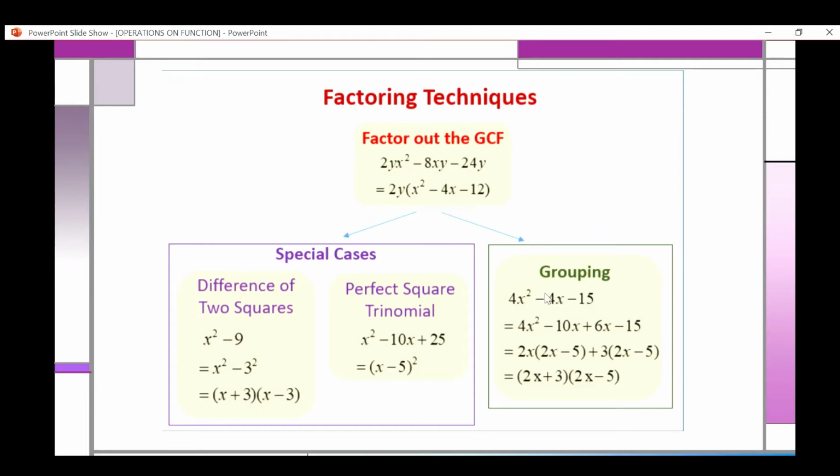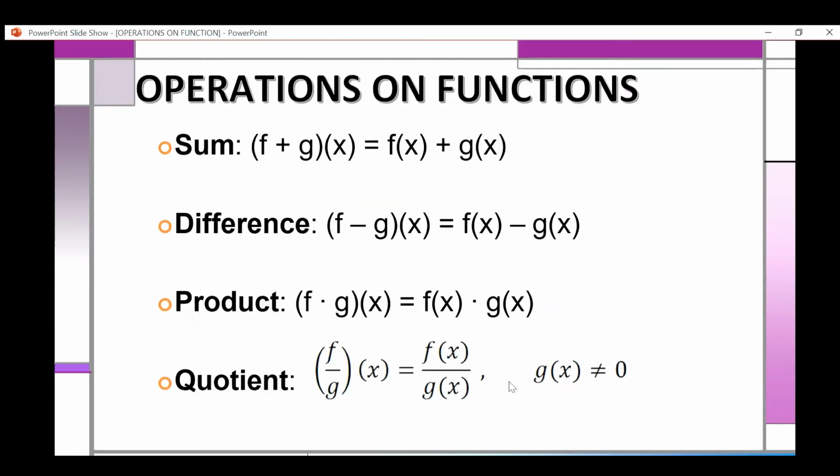Ayan. The sum will be negative 4x, which is negative 10x and 6x. Why did we express it like that, class? Because when we factor out, we get a common factor in the two terms. Then we just factor out the common factor, 2x minus 5. Then this one, 2x plus 3. Okay, do you still remember that?